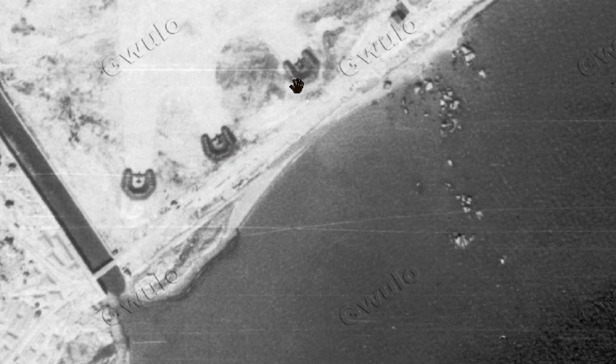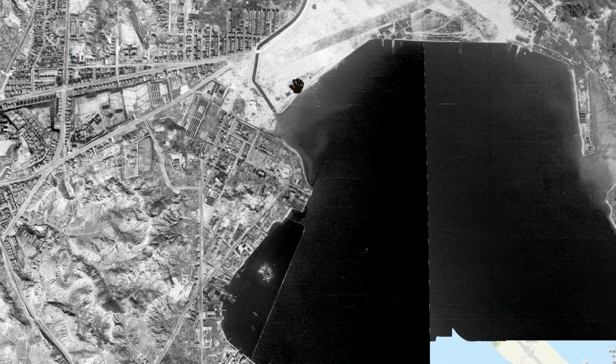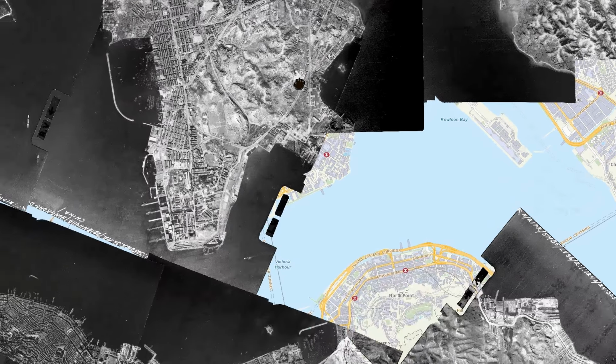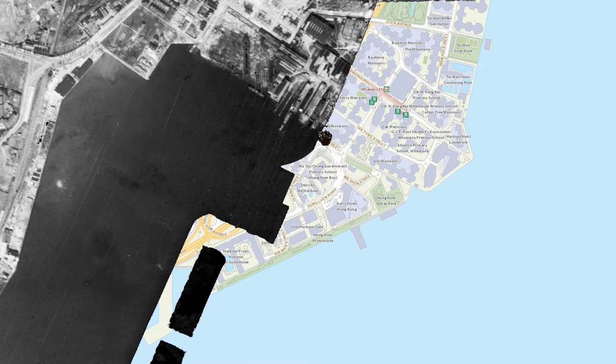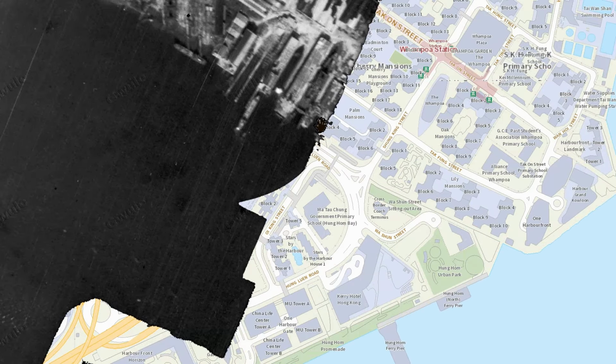If we continue flying south, we come to the first of the dockyards. They don't catch the whole dockyard, but they get the important part, which was the big dry dock. And it looks like there's a pretty large ship in the dry dock when this picture was taken.